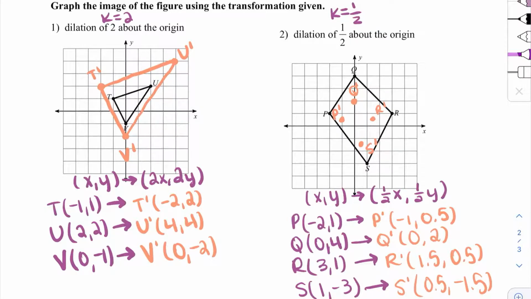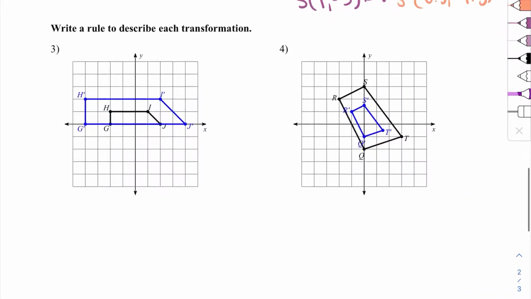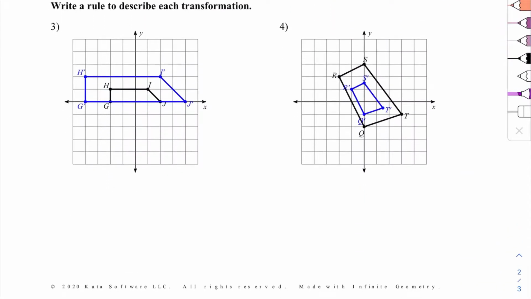There's my new points. Now I just need to connect them. And this figure should have sides that are half the length of the original figure. Let's go on to our last two types of examples.